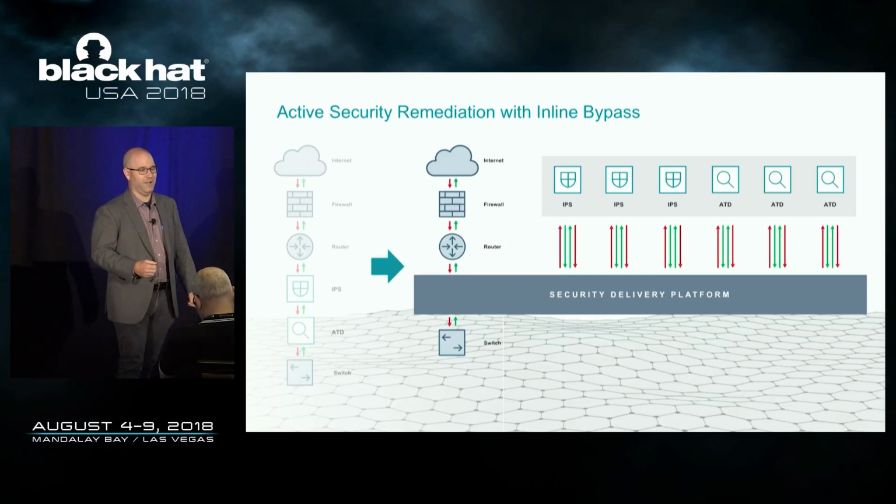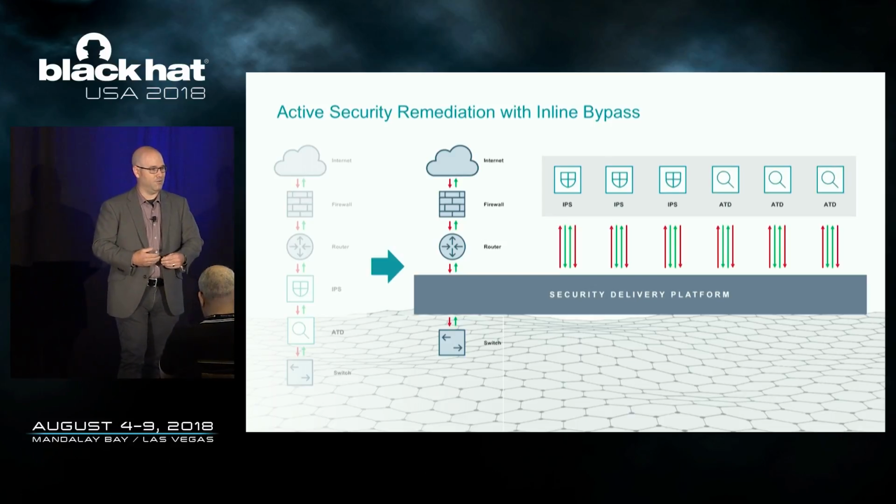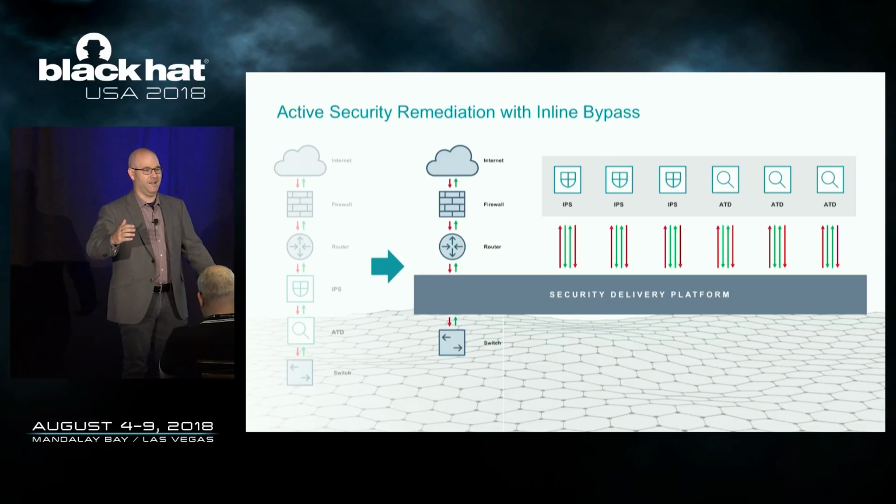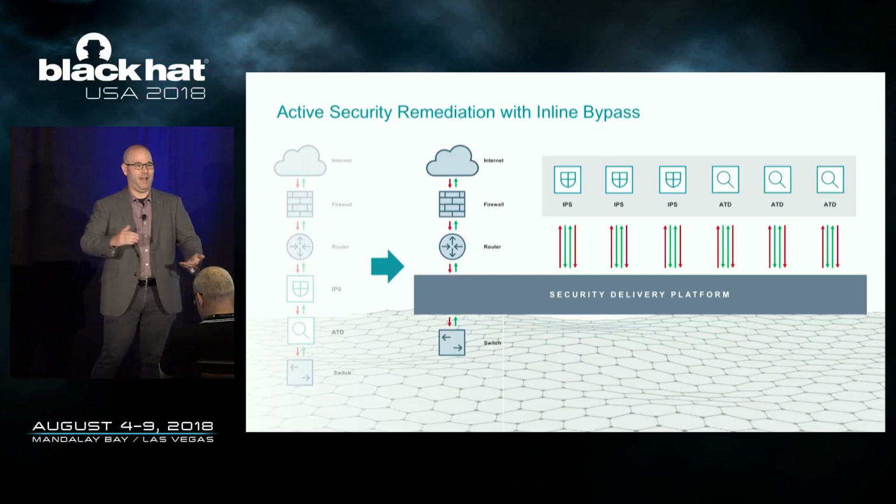We're working on this project right now, actually, where there was a certain tool that the licensing was modeled against the backplane throughput. And I said, that doesn't make any sense because I don't have the backplane throughput.